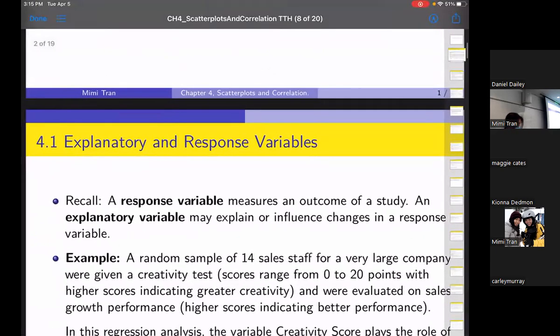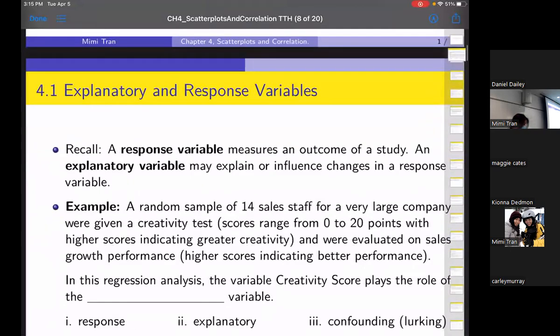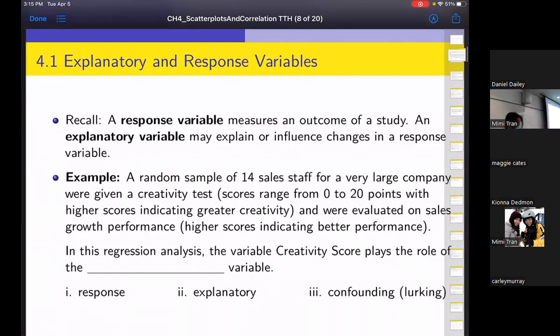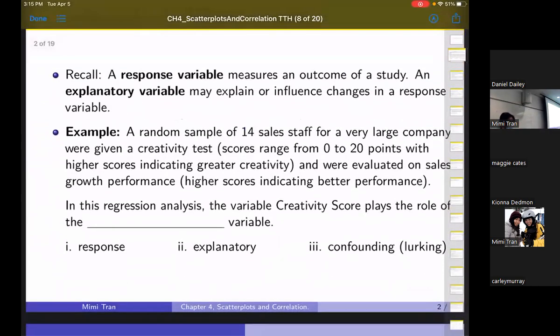All right, so for 4.1 this is just review here. You guys know what the explanatory and response variable are, right? So the response variable measures the outcome of the study. An explanatory variable may explain or influence changes in the response variable. So let's take a look at the example.